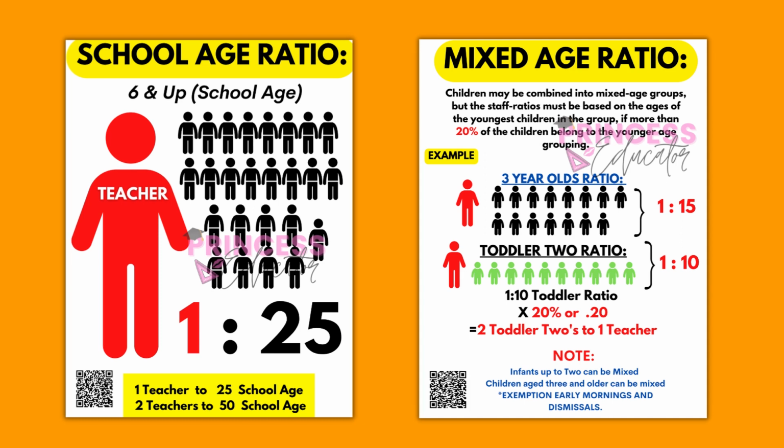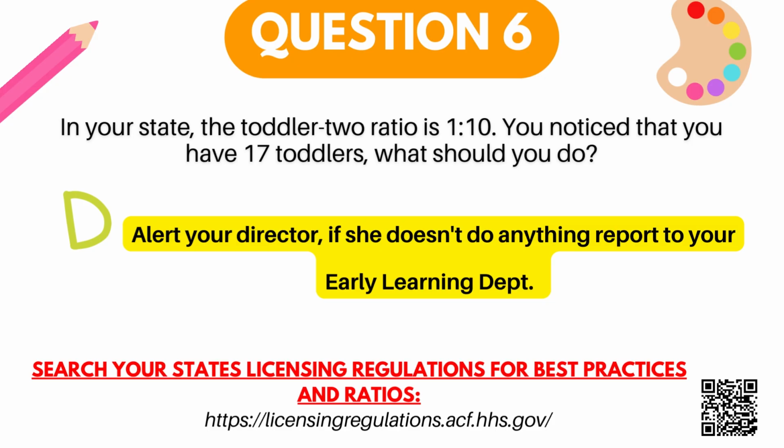So your director knows these regulations. They should know. If they don't, they need to contact the owner and they need to know this, okay? Now, the answer is alert your director. And if she doesn't do anything, report to your early learning department, okay? Like I said, your director should already know this, okay? And this right here causes a huge safety issue if we don't have enough teachers inside of the classroom supervising the students.